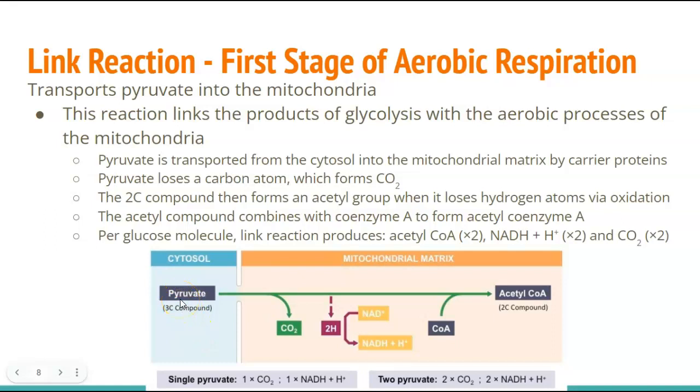So you will have one pyruvate lose a CO2, lose a hydrogen ion, your taxi will come pick it up, and then coenzyme A will join up and you will create acetyl coenzyme A. So per glucose molecule, you will end up with 2 carbon dioxides and 2 NADHs, and 2 acetyl coenzyme A's, of course, because that's your outcome.